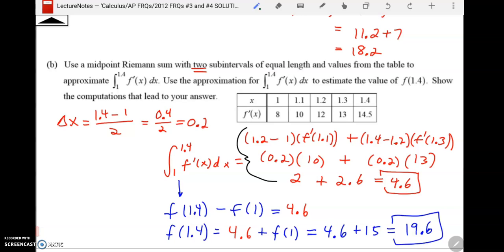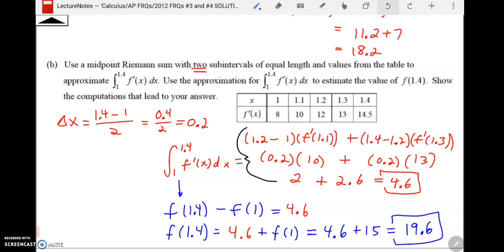So the first thing you have to think about is from 1 over to 1.4, how wide is that interval? That interval is a space of 0.4. So 0.4 cut in half means you want each rectangle to have a width of 0.2. And so from 1, we're going to go over to 1.2. And 1 to 1.2 is this part in the parentheses here, right? That is just 0.2.